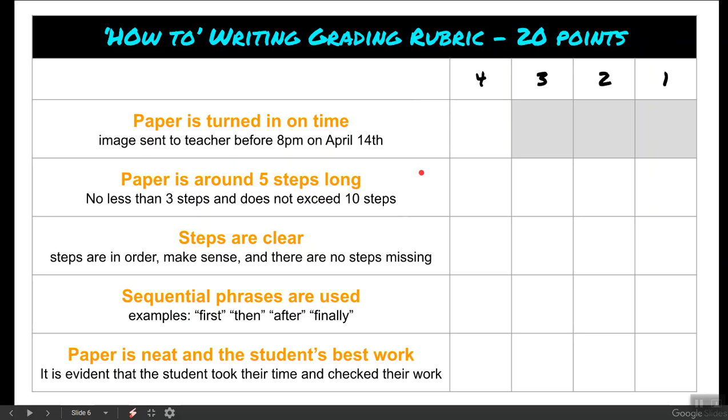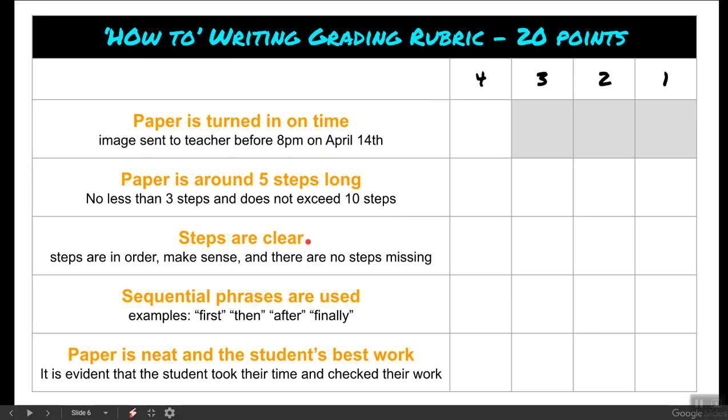The second expectation that we have is that your paper is about 5 steps long. We talked about this yesterday when you were making your rough draft. So it's around 5 steps. I don't want it to be any less than 3. That's not enough. You need to add more. And it shouldn't be more than 10. If it's more than 10, you need to cut down your steps and combine some of them.